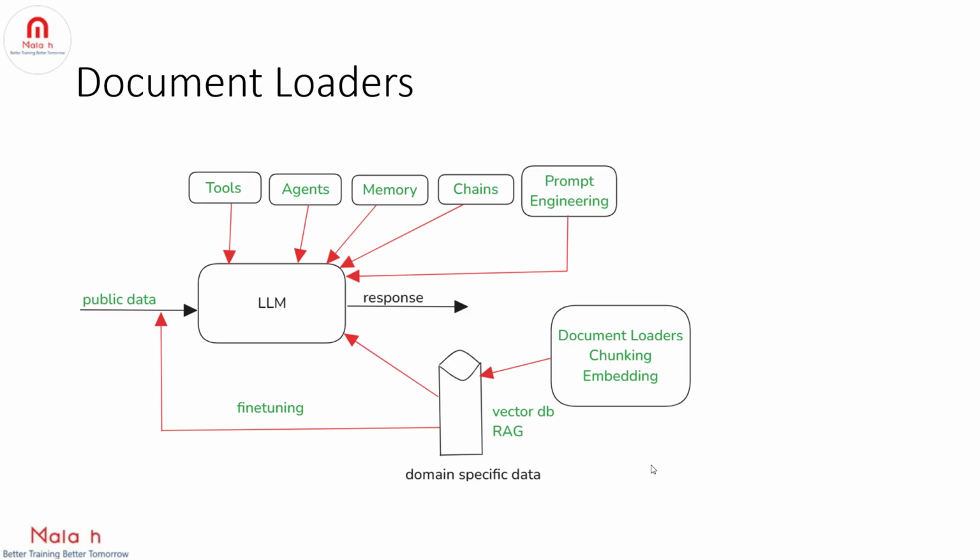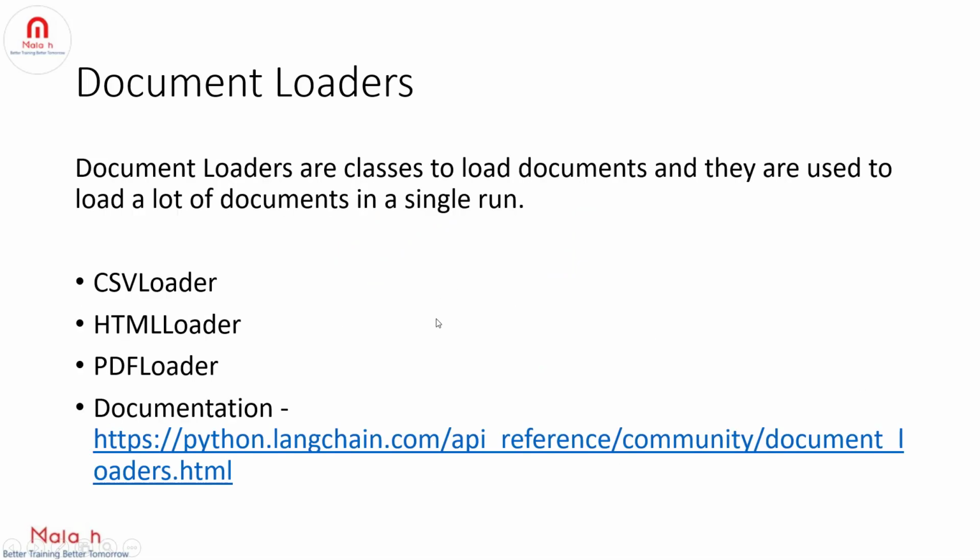Now let's discuss document loaders. That is to load any kind of data, whether it is CSV or HTML or PDF file, right? So what are document loaders? Document loaders are classes to load documents, and they are used to load a lot of documents in a single run, right? And we have different kinds of loaders. We will see some of them: CSVLoader, HTMLLoader, PDFLoader, and we have the complete documentation here, right? So for example, when you have different kinds of documents, let's say your input document is in CSV or HTML or PDF or JSON, or in any other format, and if you want to load them, then you can make use of the functions that are available inside LangChain, right?